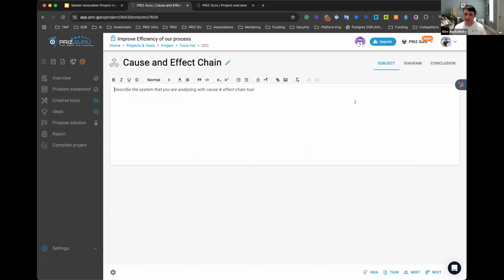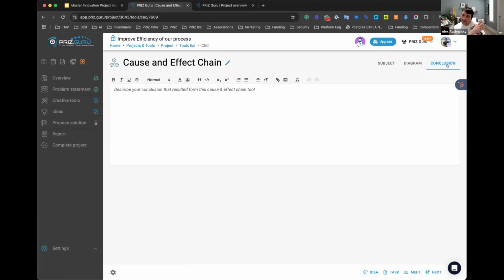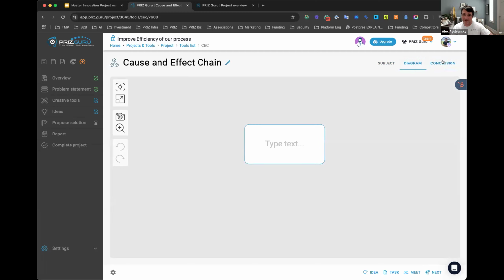It kicks off the tool, where again it forces us to document and think: what is the subject that we're trying to analyze, and then we dive into the diagramming itself and what the conclusions from that are, right? So that's the thinking process. Like you would say, I need to analyze this. What is it I'm trying to analyze?